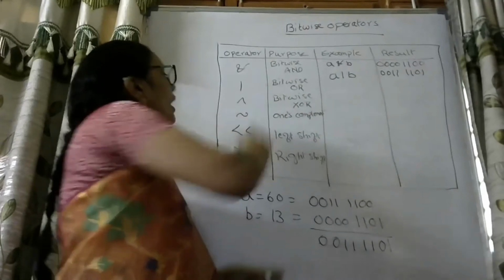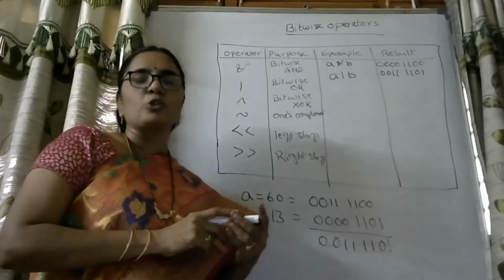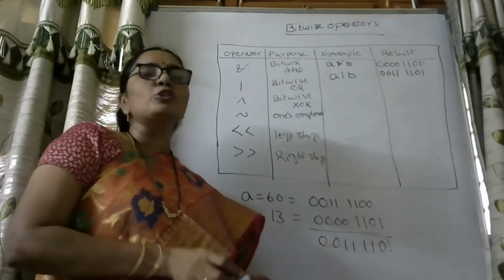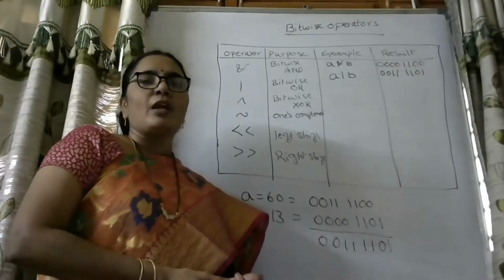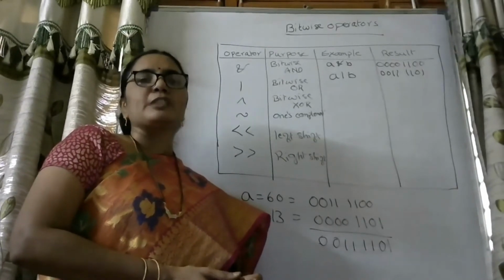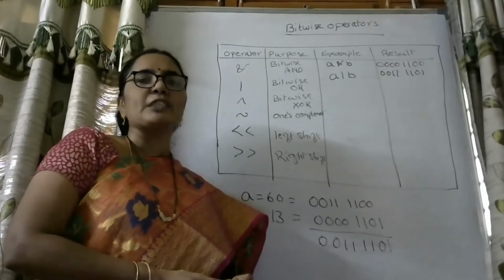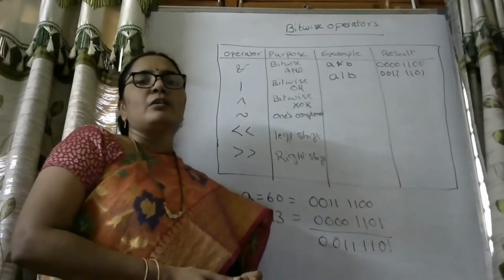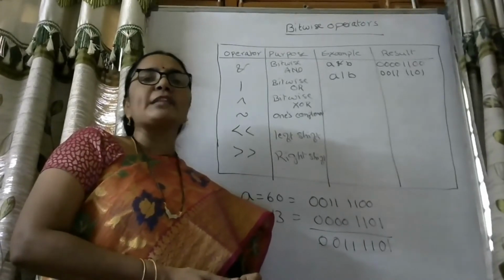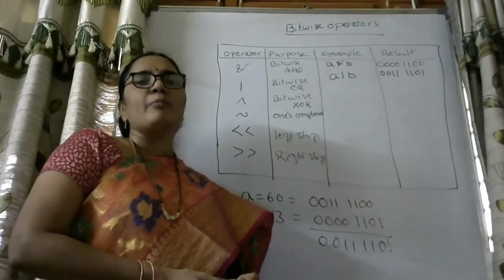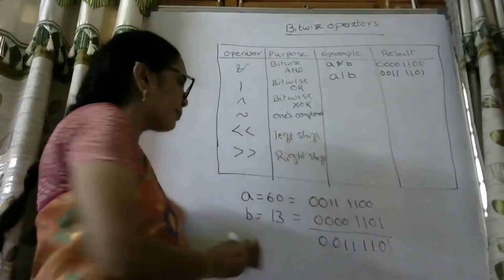Next, exclusive OR. The exclusive OR operator gives a 1 result when both its operands are different, and gives a 0 result when both its inputs are same.